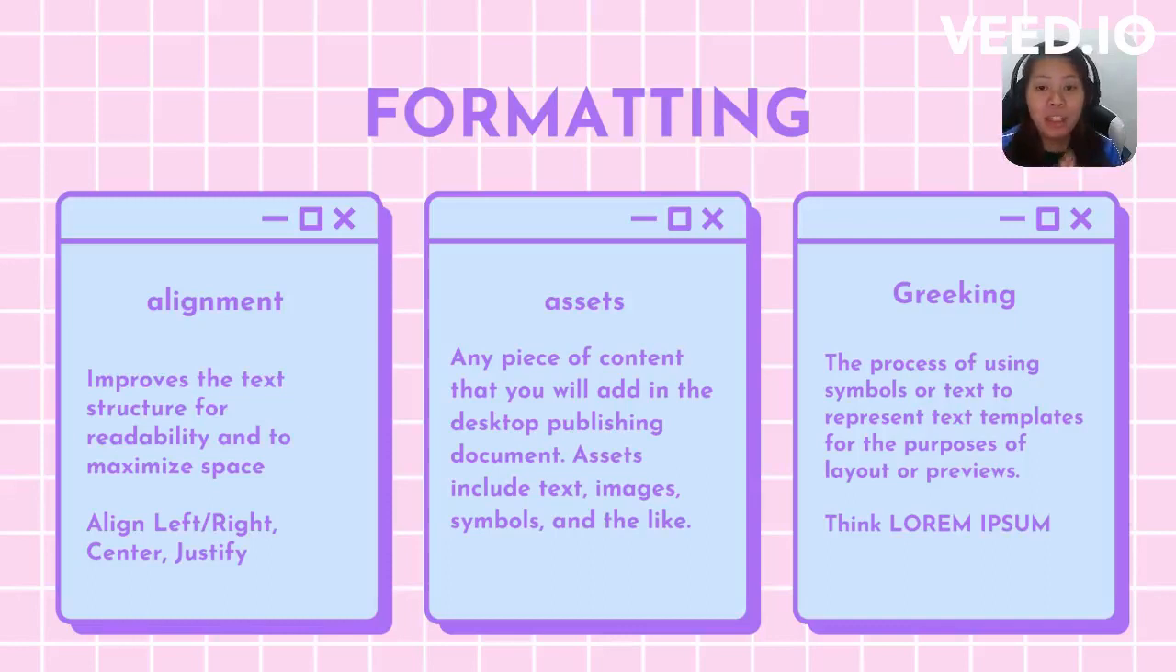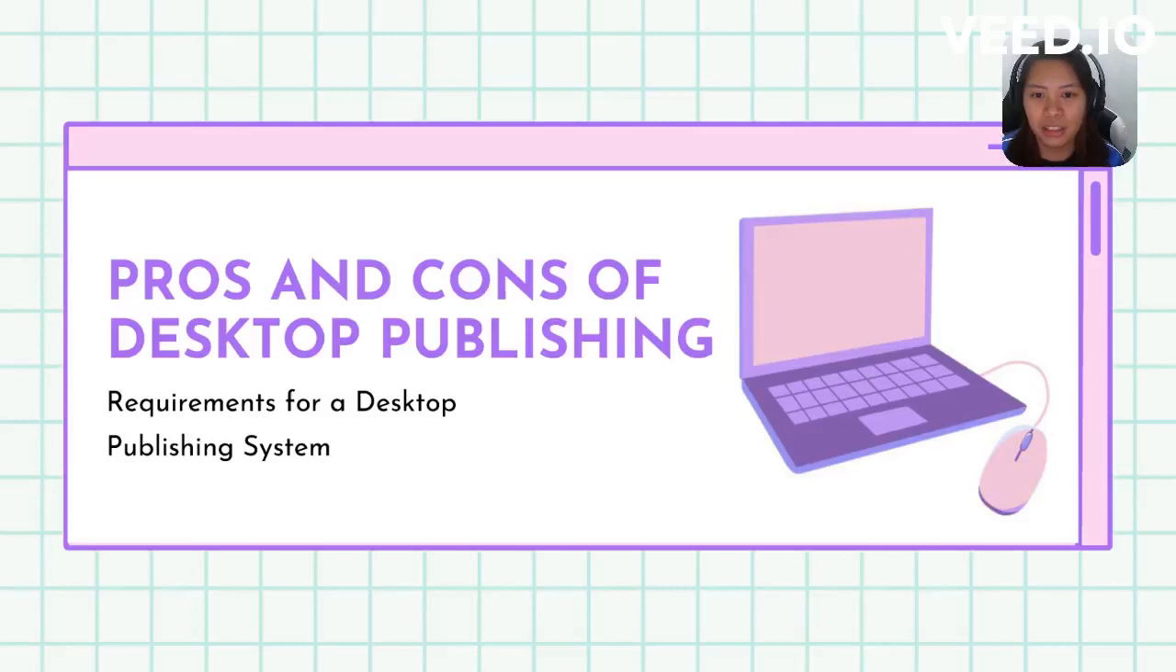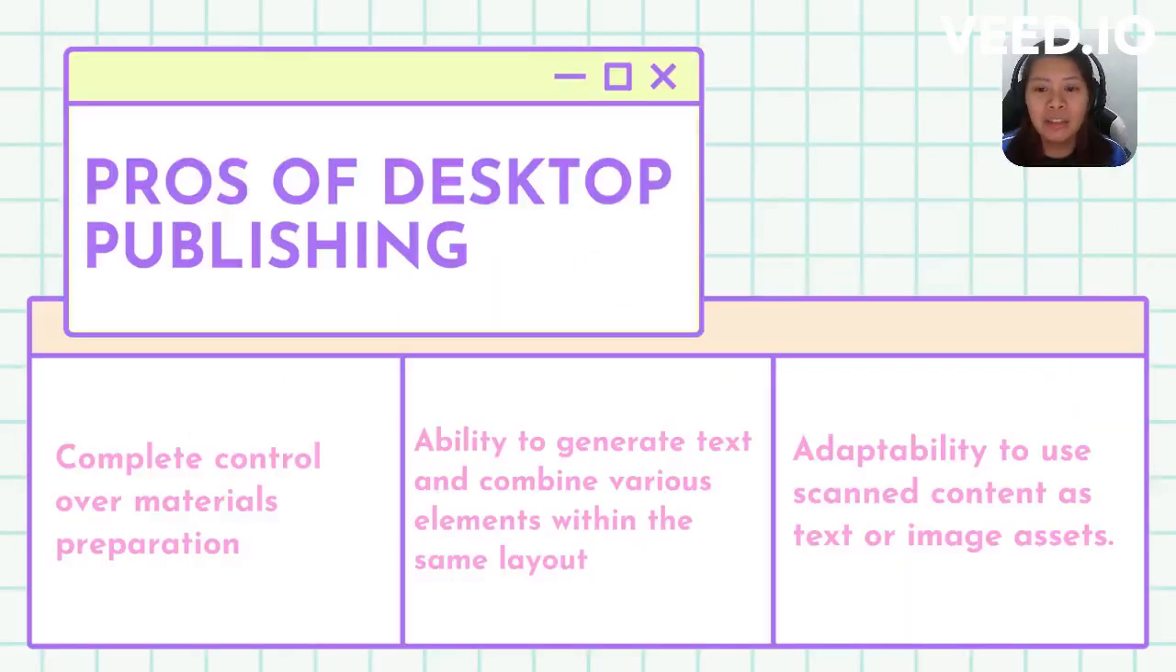Okay. Now, are we all good? I'll be moving forward with the pros and cons of desktop publishing. Let's start with the pros. With desktop publishing, you're able to have complete control over materials preparation. You have the ability to generate text and combine various elements with the same layout. And creators are able to use physical media as desktop publishing enables adaptability to use scanned content as text or image assets. In fact, if you have a laptop, you can take your work everywhere you want to go.